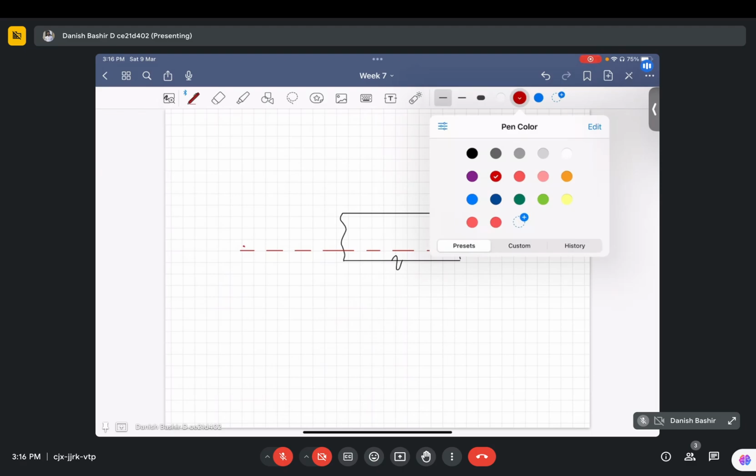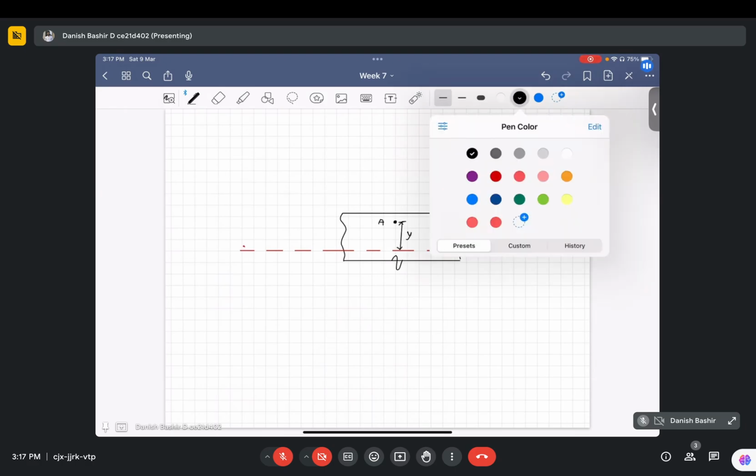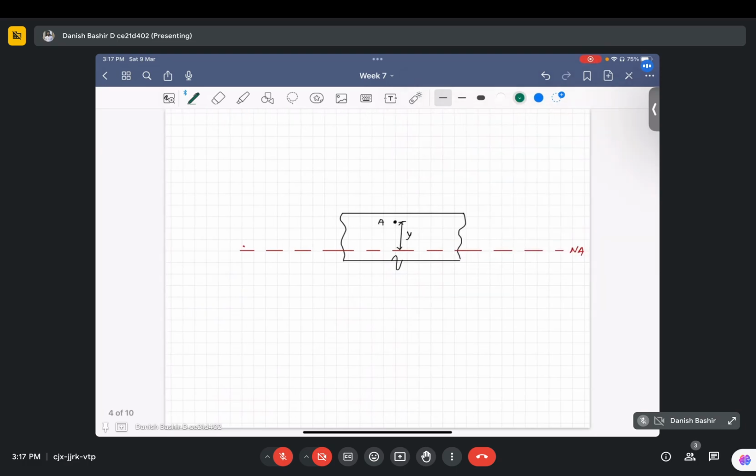Then we consider a point A within this beam element, which is at some distance y from the neutral axis. And if we see after bending what will happen to this point and what will happen to this beam element. For example, after bending, this beam element rotated like this, there is rotation as well as transverse displacement as well.